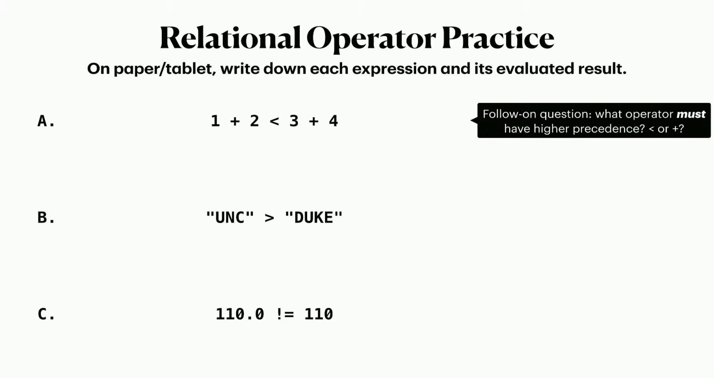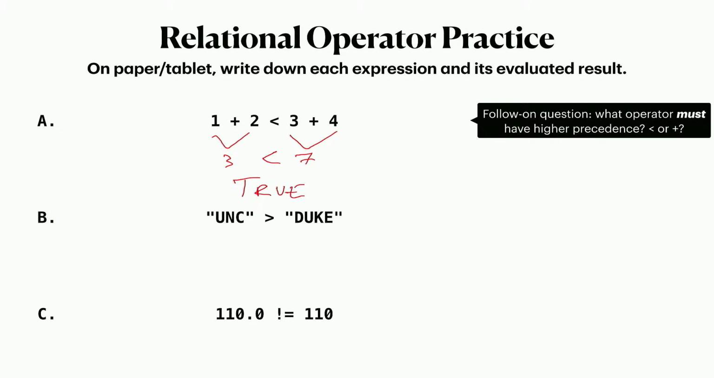All right. Who wants to take a stab at number 1? True. Why? Because 7 is greater than 3. All right. 7 is greater than 3. So let's simplify this down a bit. So we've got 1 and 2. That would be 3. 3 and 4. That would be 7. And 3 less than 7. True.